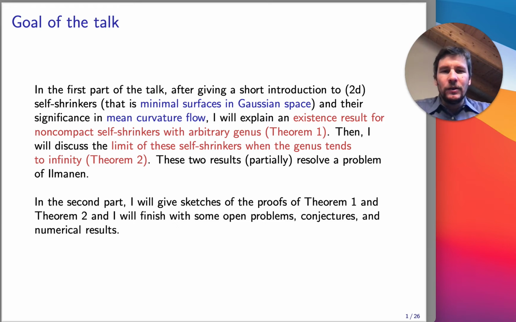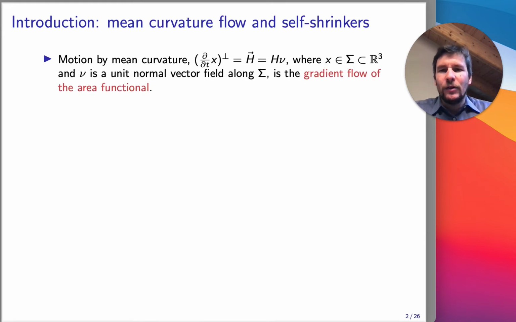Okay, so in the first part, in the first video, I will explain all these things, and then in the second part of my talk, I will give short sketches of the proofs of these two theorems, and then I will finish with a few open problems, conjectures, and numerical results. Okay, let's dig right in. So, mean curvature flow and self-shrinkers.